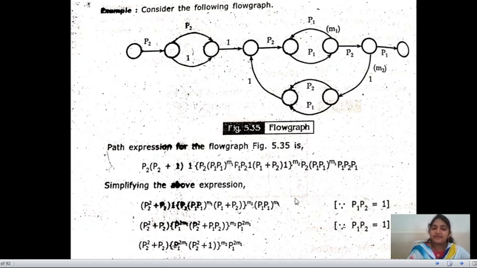So this is the path expression. By simplifying the above expression, we'll see this. In the table we defined P1 into P2 is equal to 1, P2 into P1 is equal to 1. Here we'll apply that. P1 into P1 means P1 square, or P2 into P2 means P2 square. P1 into 1 means P1. So by simplifying all this, this is the expression we will get.